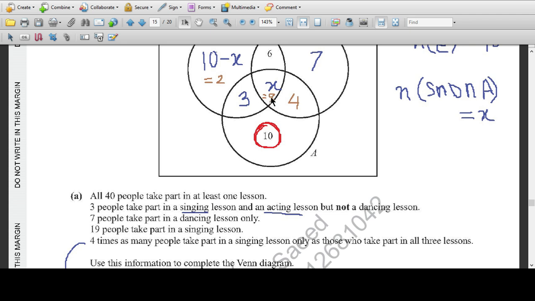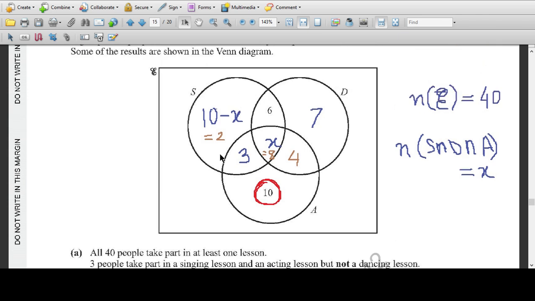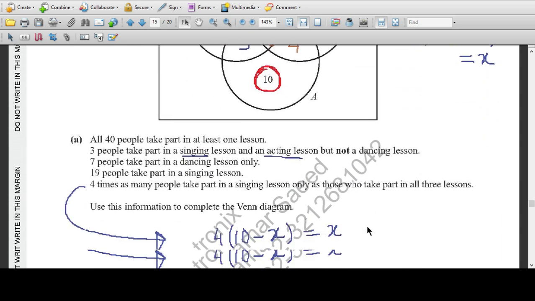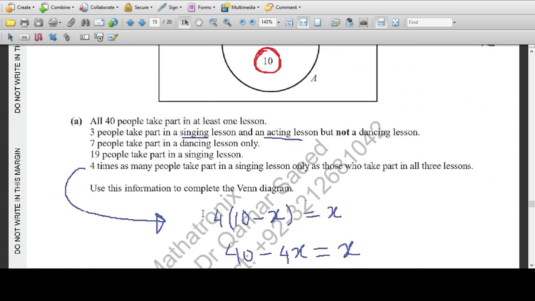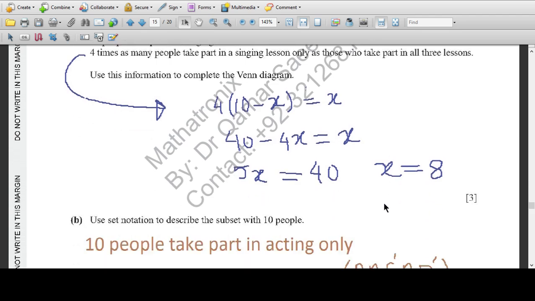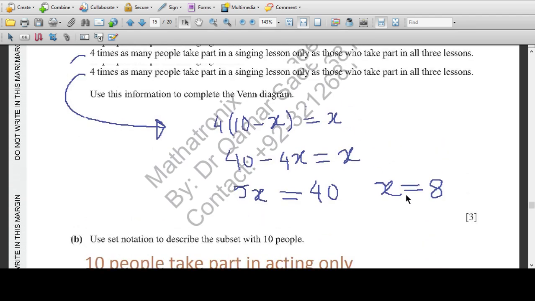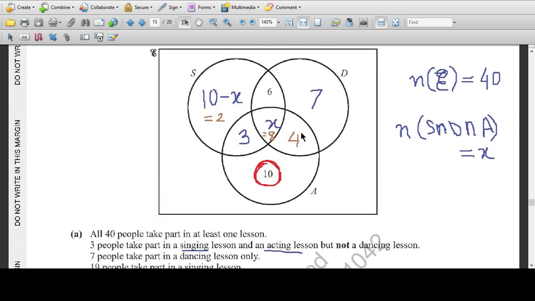So we place 8 here and 8 here. So this becomes 2. With this 2 and 8, we can see that the number of people who take part in singing only is 4 times the number who took part in all the activities. Right? So all the values are solved.